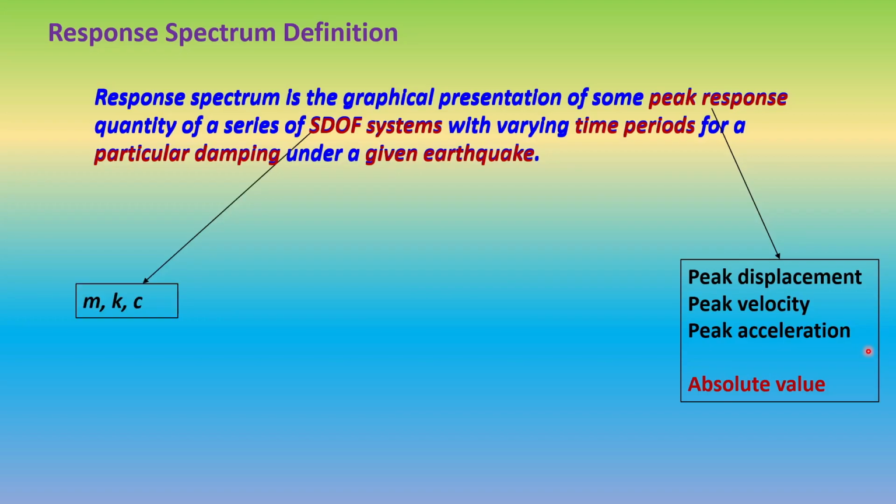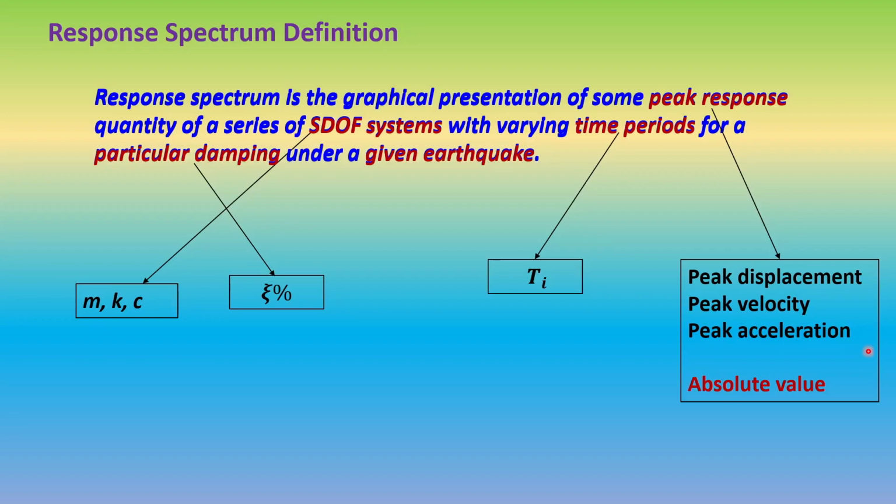Then single degree of freedom system means it has a single mass m, it has a stiffness k, and it has an associated damping c, or you can express it through xi percentage. Then varying time periods: the time period will be T1, T2, T3, and so on. We are expressing this by Ti. And this response spectrum will be valid for a particular damping. So it can be 5% damped, 10% damped, and so on. So damping is to be mentioned.